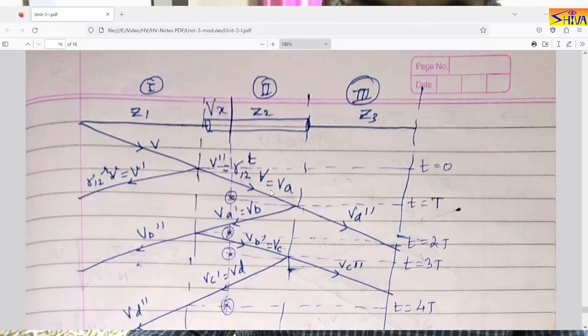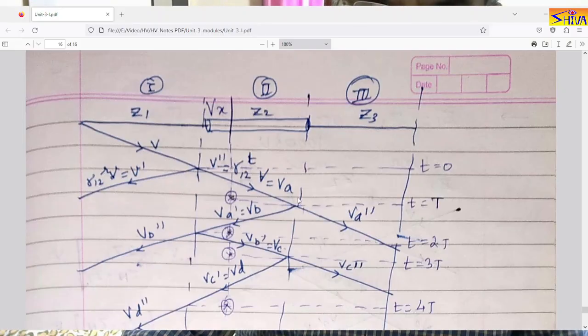Now this voltage VA is reaching this point, that is the cable end. So again there is change in impedance, so there is transmission as well as reflection. Now this transmitted voltage wave VA double dash will be equal to the incident voltage VA multiplied by the transmission coefficient from medium 2 to medium 3. This is the reflected wave VA dash, which will be given by the incident wave VA multiplied by the reflection coefficient from medium 2 to medium 3.